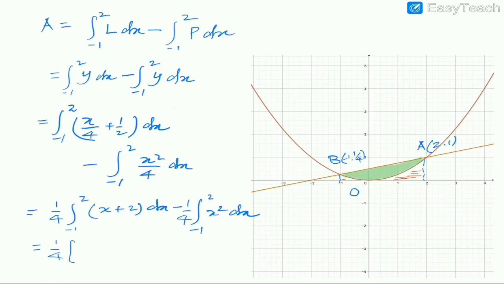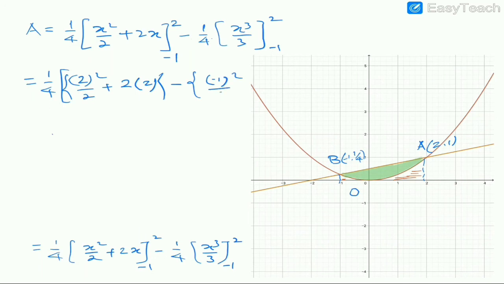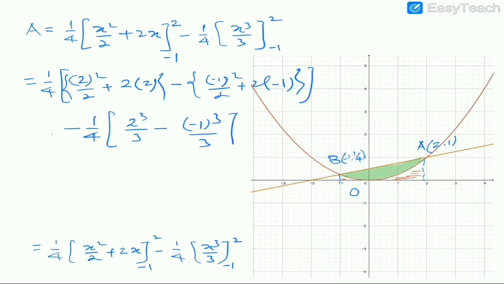Which is equal to 1 by 4 x square by 2 plus 2x, limit from minus 1 to 2, minus 1 by 4 x cube by 3, limit from minus 1 to 2. Now putting the upper limit and the lower limit, we have 1 by 4 x square means 2 square by 2 plus 2 into 2, minus, minus 1 square by 2 plus 2 into minus 1, minus 1 by 4 of 2 cube by 3 minus minus 1 cube by 3.